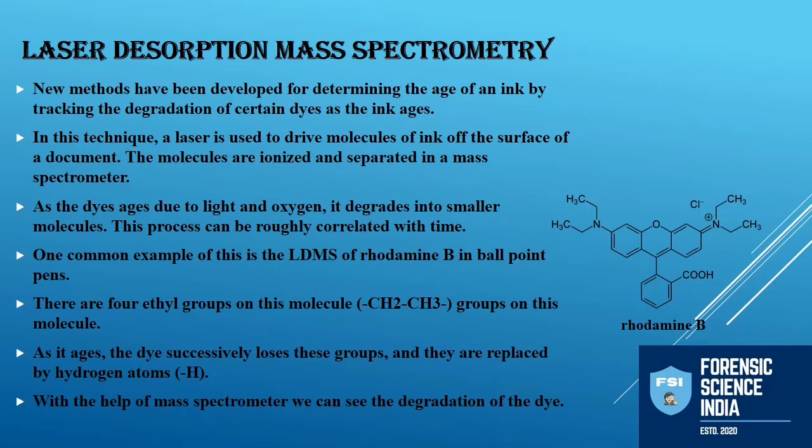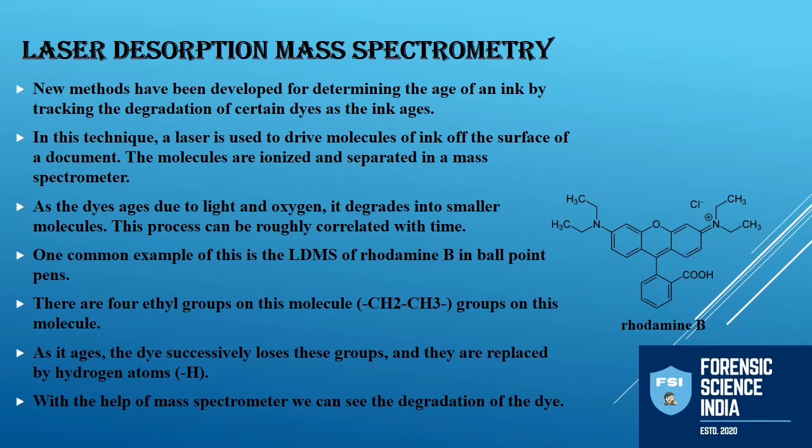So this technique is basically used to determine the age of ink by tracking the degradation of certain dyes in the ink present. In this technique, a laser is used to drive off the molecules of ink from the surface of a document. Then they are ionized and separated with the help of a mass spectrometer. So the mass spectrometer plays a very important and crucial role in laser desorption. As the name suggests, laser desorption mass spectrometer.